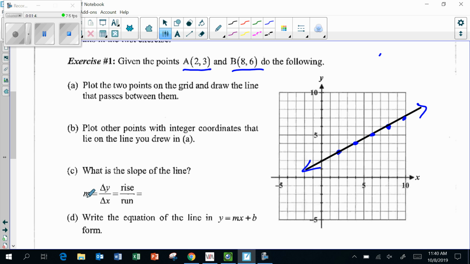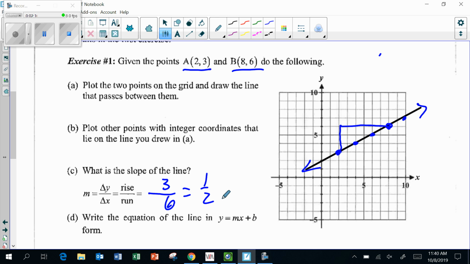If we use the slope as this rise over run idea, then let's go back to the original points. This was point A, this was point B. Even without putting in these extra points, you're going up and to the right. So you're going up 1, 2, 3, to the right 1, 2, 3, 4, 5, 6, which simplifies down to 1 over 2.